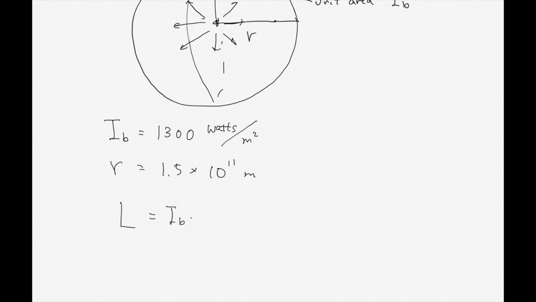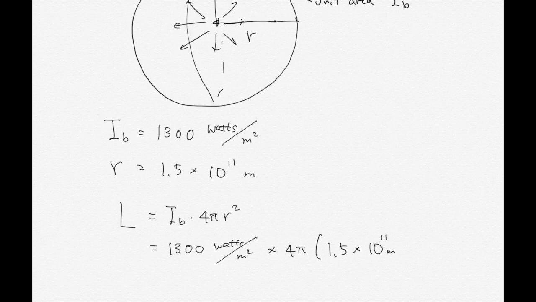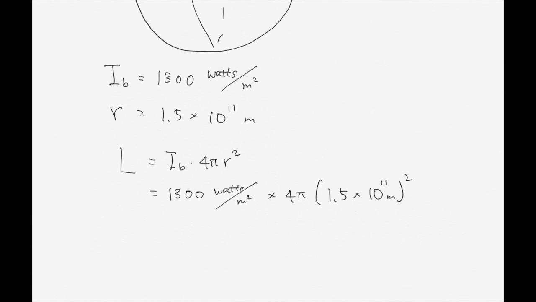L equals b times 4 pi R squared. You can substitute 1300 watts per square meter times 4 pi times 1.5 times 10 to the 11 meters squared. Then you can find 3.7 times 10 to the 26 watts. Okay, this is the answer to this practice.